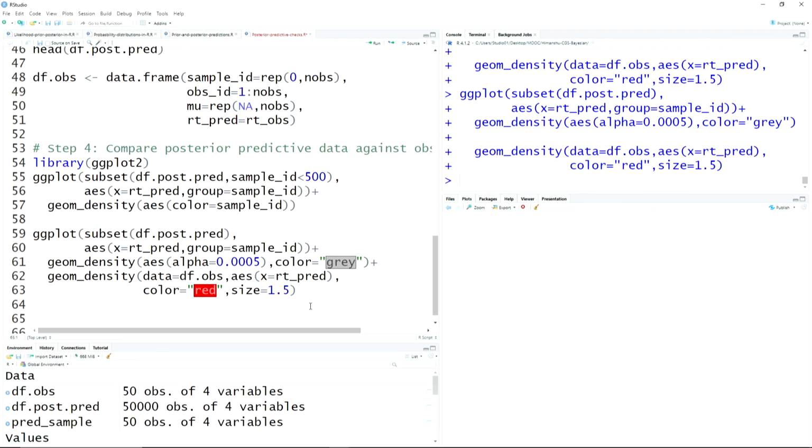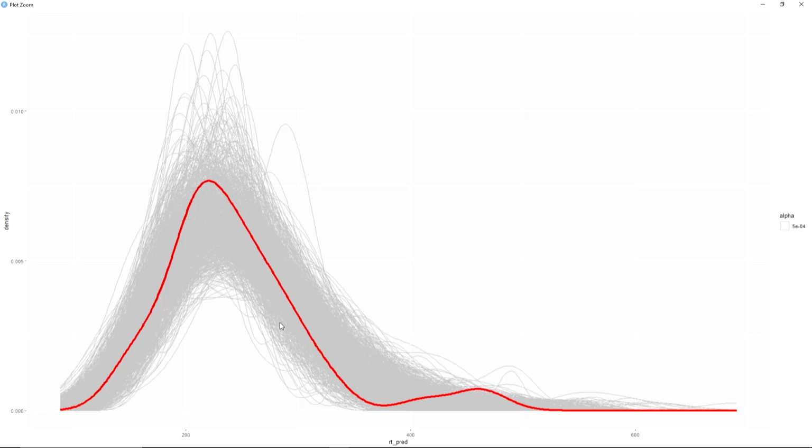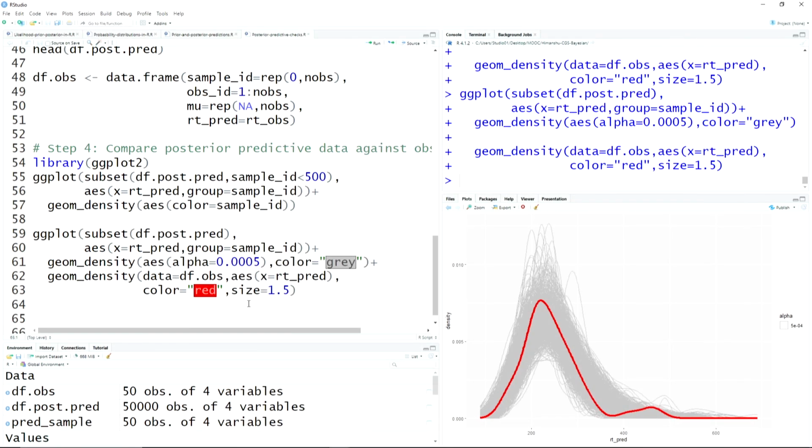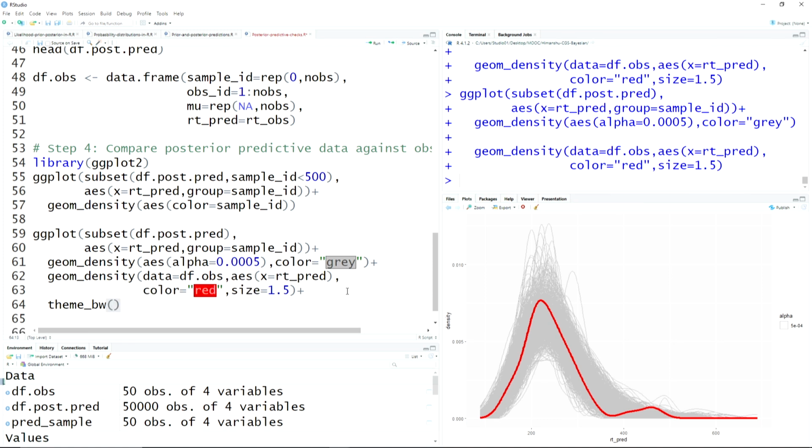So, another thing that you can do, so see this is gray now, so this is much better. So, you can see these gray lines are indicating the posterior predictive data and the red line is indicating the observed data. Okay. If you want, you can make this plot black and white so that you can see them clearly.